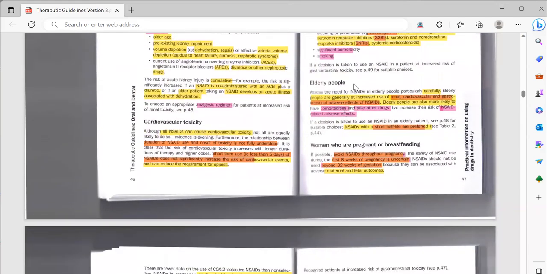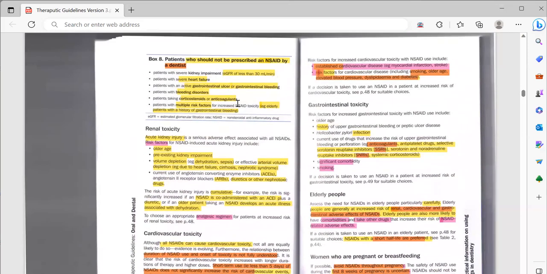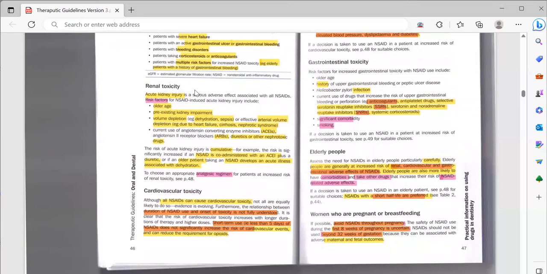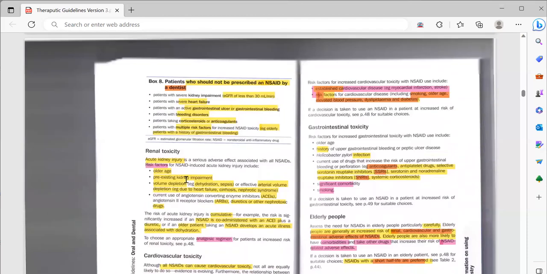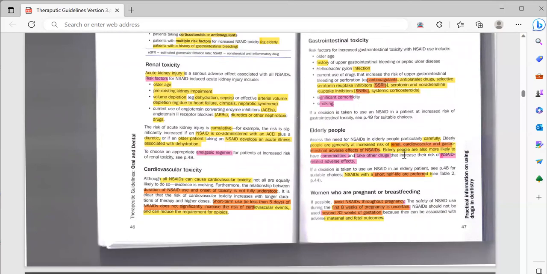Then if the patient is an elderly patient, assess the need for NSAID in elderly patients particularly carefully, because these people are generally at increased risk of kidney, heart, and GIT adverse effects. Because with age, as we studied here as well, the risk increases. So if the patient is of old age, he has more risk of getting renal toxicity, cardiovascular toxicity, and gastrointestinal toxicity, so you need to be more careful with them.